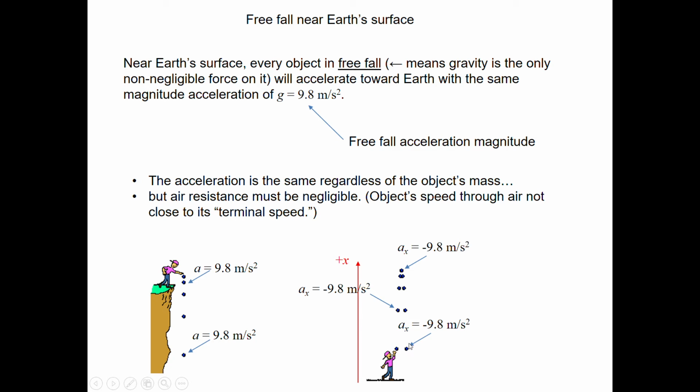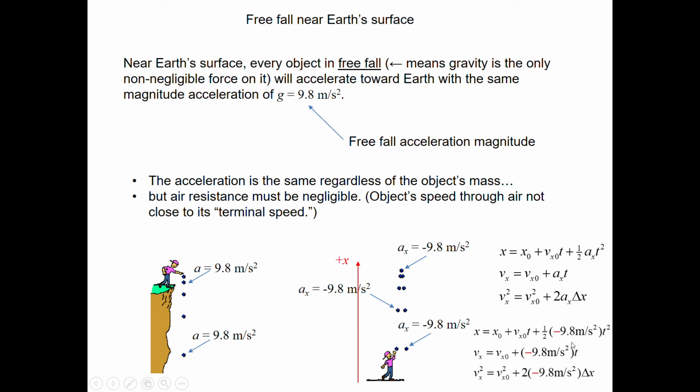as it goes down. In this case, if I choose plus X is up, when we're using those constant AX kinematics equations, we're going to plug that constant AX into the kinematics equation. So everywhere I see an AX, I would use minus 9.8 in SI units in that particular case.